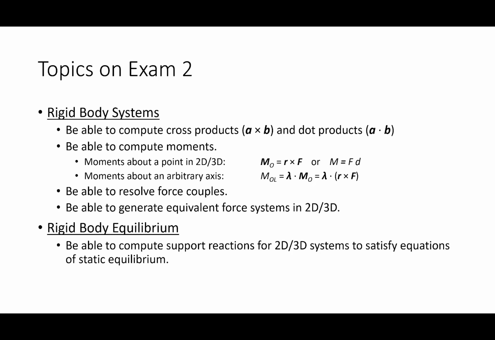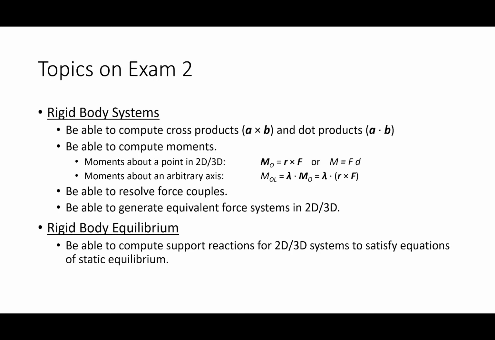Be able to compute moments. So we have what I would call our general definition, our R cross F, or the magnitude of a moment equals the magnitude of the force times its moment arm. So either the traditional R cross F format or just the magnitude being force times distance, I think are valid for the exam. Moments about an arbitrary axis would be the cross product of R and F, and then take that cross product and dot it with lambda, the lambda being the unit vector along the axis in question.